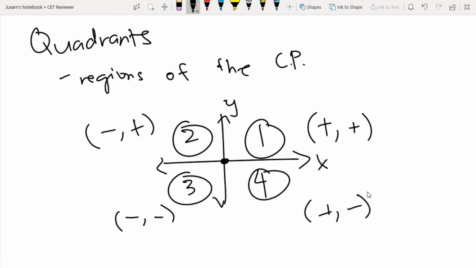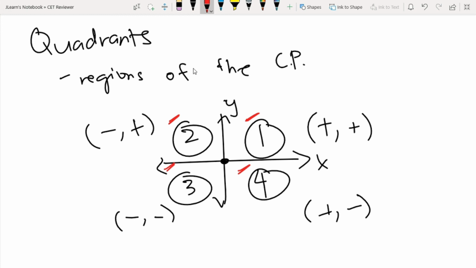Kaya natin siya hinahati sa 4 na region. Okay? So, magandang maalala na ito ay quadrants. And also, ganito natin siya dinedenote. So, dito yung 1. Laging dito yung region 1 or quadrant 1, quadrant 2, quadrant 3, and quadrant 4. So, that is just the notation.